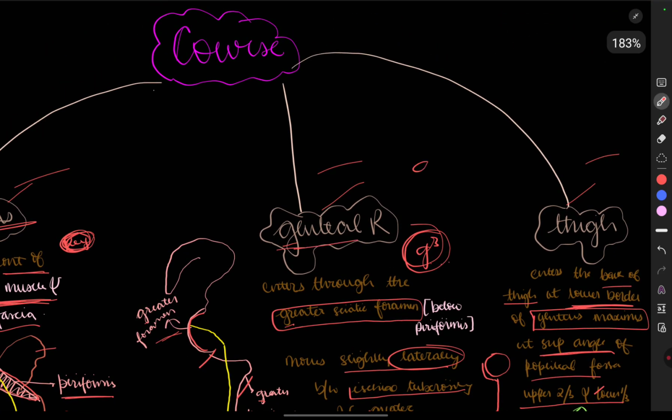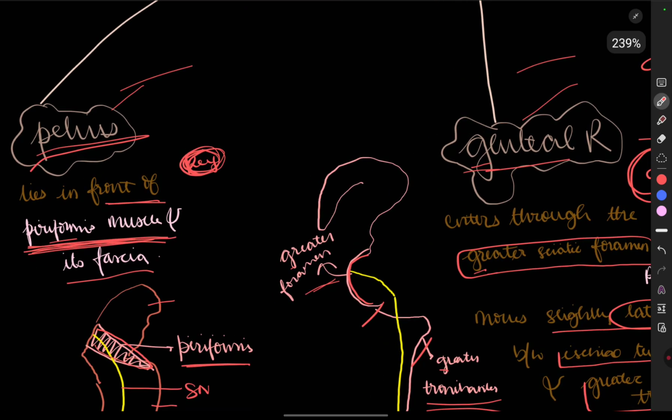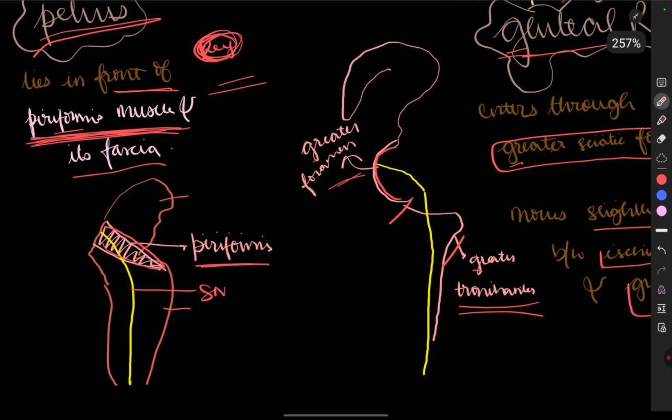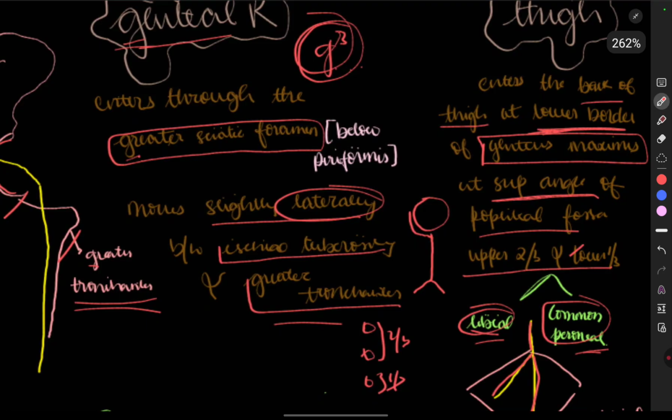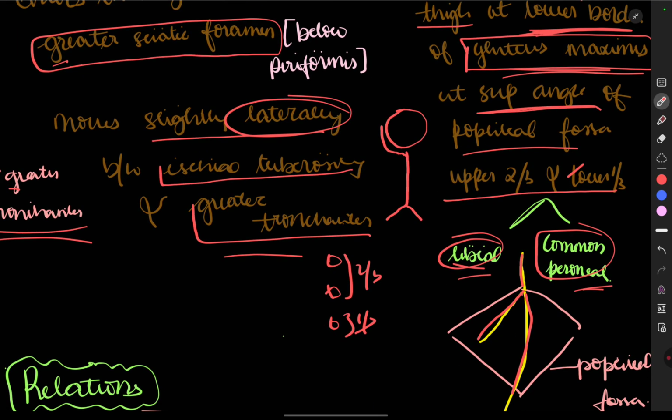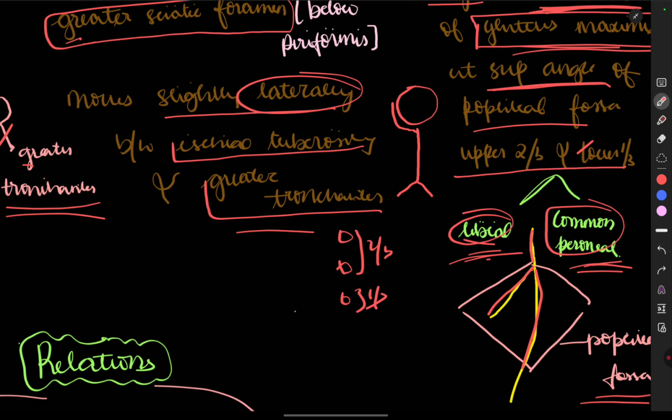thigh. How to remember gluteal region? G cube. How to remember the pelvis? It is the key muscle in front of which it is coming, that is a piriformis muscle, and in the thigh it is coming from behind the gluteus maximus muscle, and it is at the popliteal fossa. It is dividing into the tibial nerve and the common peroneal nerve.